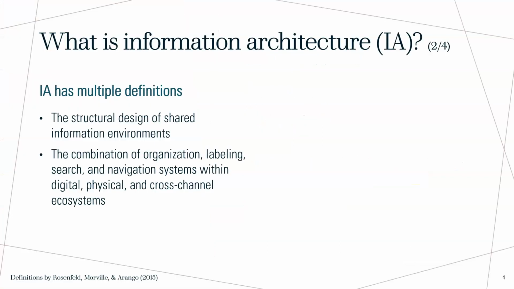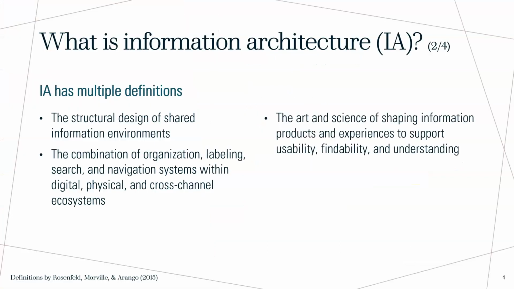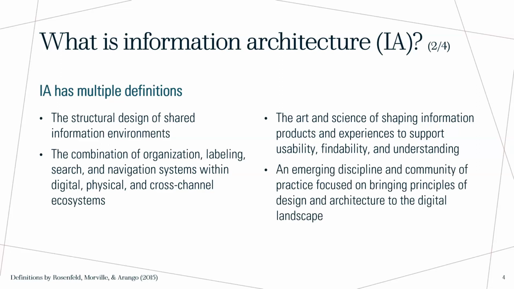So we're going to go with the word ecosystem as a complex network or interconnected system. What else is information architecture? It's an art. It's a science. It's both. It's shaping information products and experiences to help people use, find, and understand information. And information architecture is also a discipline. It's an emerging discipline. It's one that is not particularly old. Let's say people have been thinking about it systematically for maybe 20 years or so.